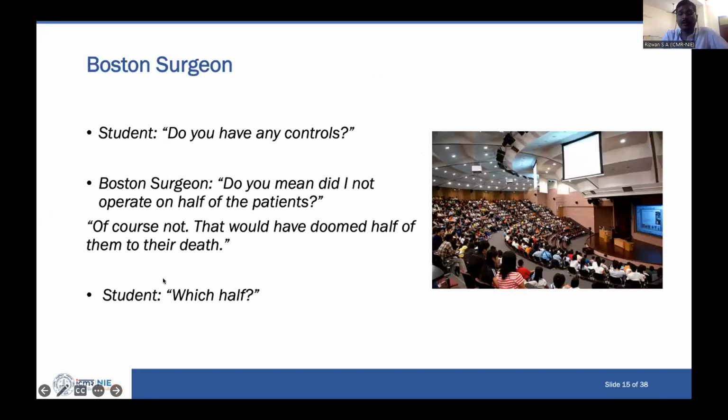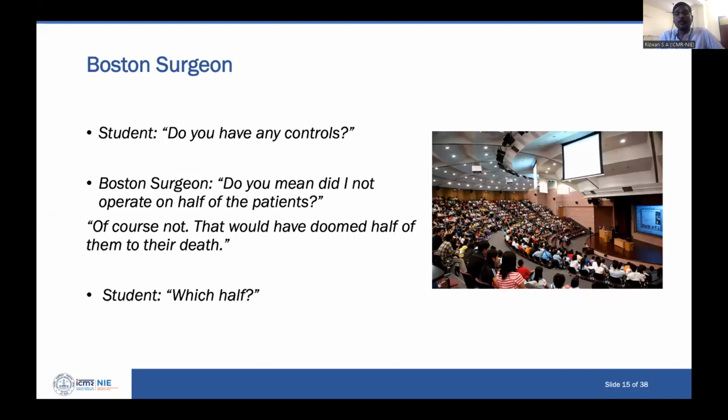A famous example of a Boston surgeon is given in textbooks, where a famous practicing surgeon in Boston was giving a lecture to a group of students, and he said that I have operated on so many patients, and this is how my patients have fared. So one student who was sitting at the back of the lecture hall asked the surgeon, "Did you have any controls? Did you have a group of patients whom you did not operate on, and did you look at their outcomes?" The surgeon got very angry.